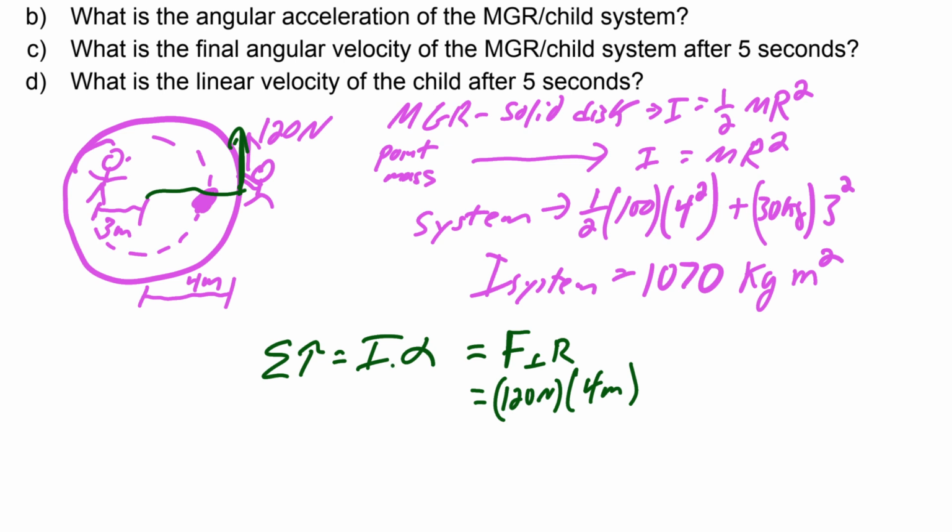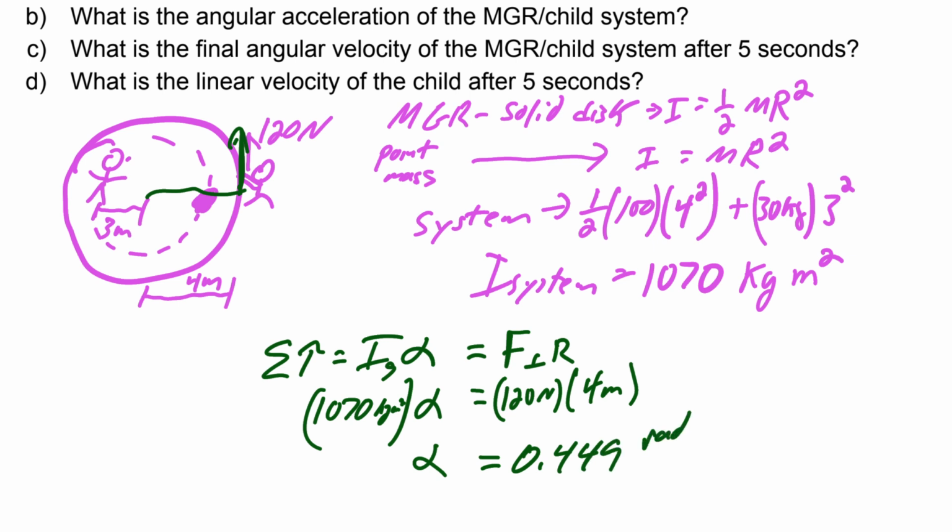So this again was the I of the system. The I of the system was 1070 kg m squared times alpha. Alright, do a little math, and you get 0.449 radians per second squared. So that's going to be the angular acceleration. Remember, that's how quickly we're accelerating in this direction. Alright, let's do the next two questions on a new page here.